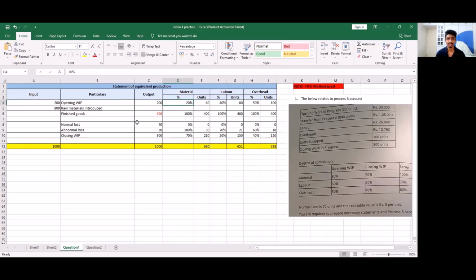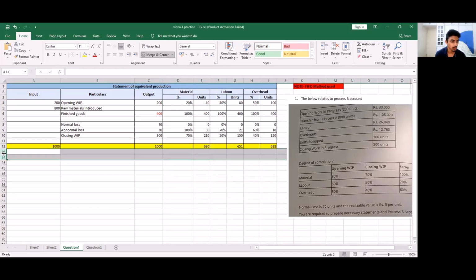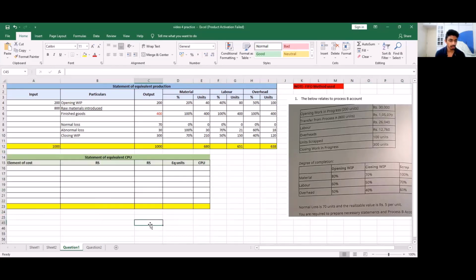Now, if this account is completed, more than 60% of the question is already done. Now let's move on to see what the second account is. Our second account is our statement of equivalent cost per unit. So the format for this account is element of cost, rupees, rupees, equivalent units, and finally cost per unit. So in this account, what do we find? We find the cost per unit of different parts of the processes.